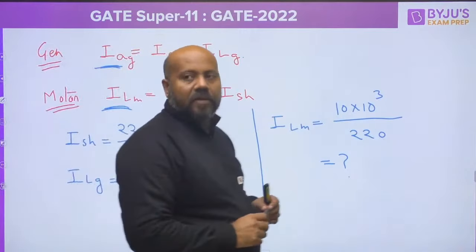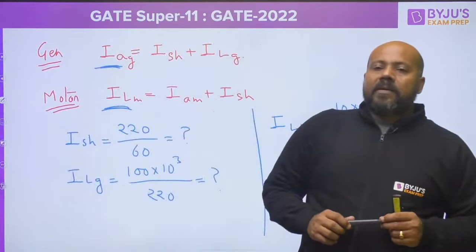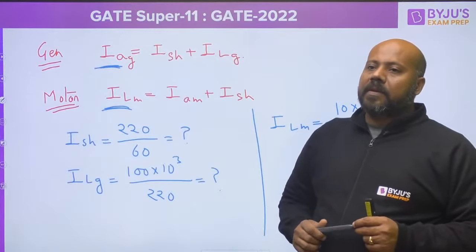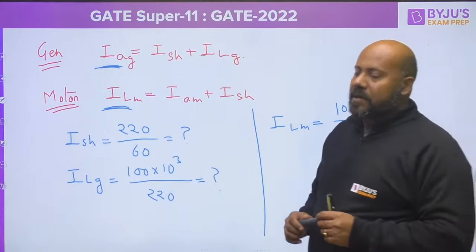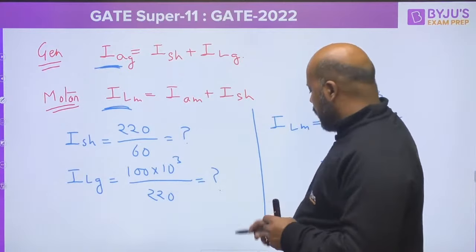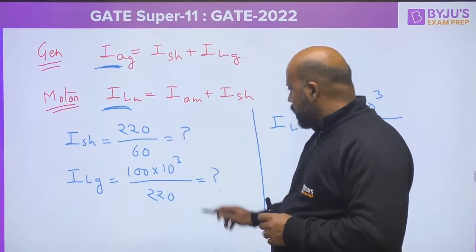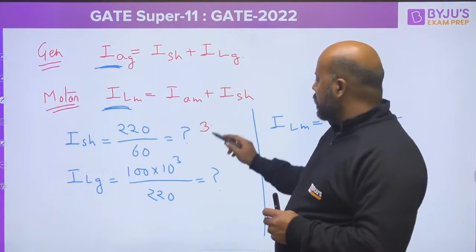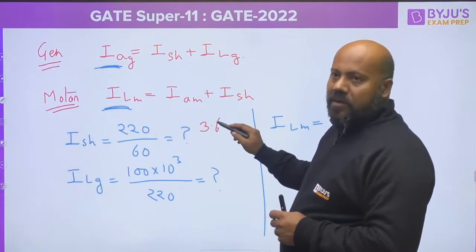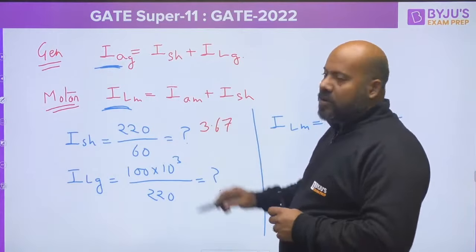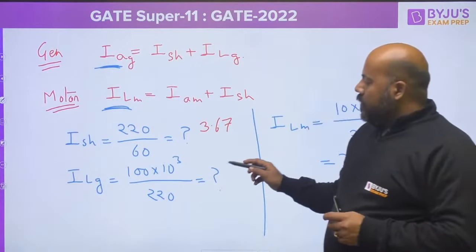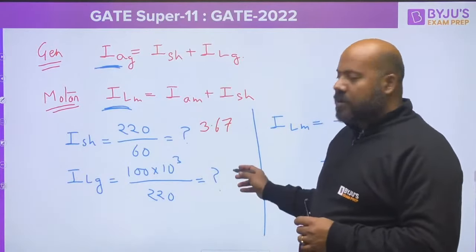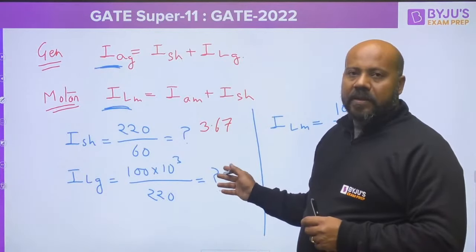Everybody tell me in the comment section. Yes. 3.67 you are getting as the shunt field current. I hope this is what you are getting as 3.67. Swapan is the only candidate who is answering or solving the question. What about the load current for the generator? Can you tell me the value? Yes, everyone.